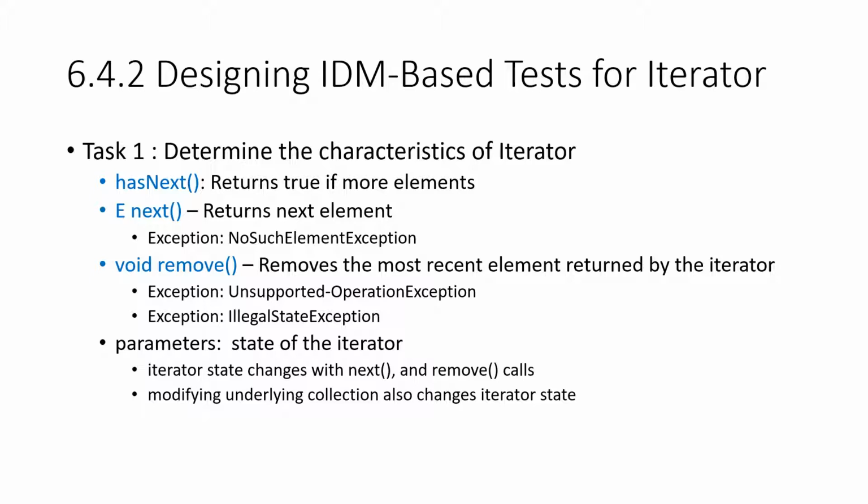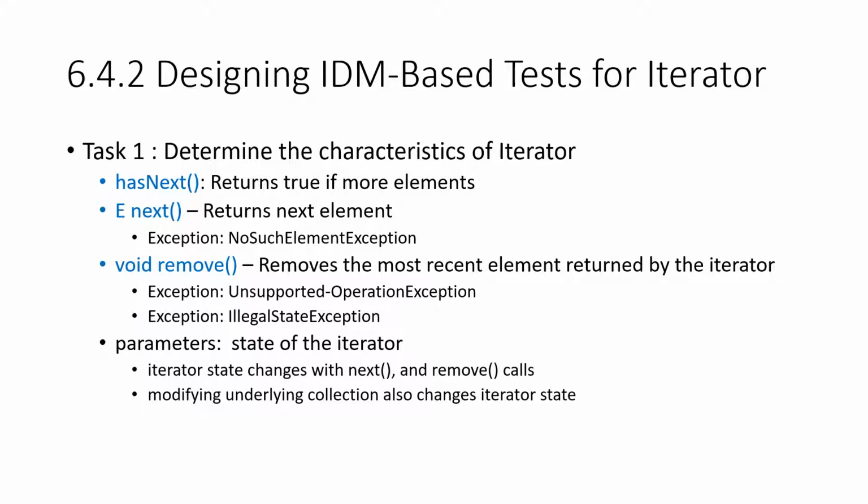As mentioned in the earlier slides, IDM designing involves three tasks. In this example, the first task is to determine the characteristics of Iterator. The Iterator interface has three methods. The first method is hasNext. It returns true if the iterator has more elements to iterate.